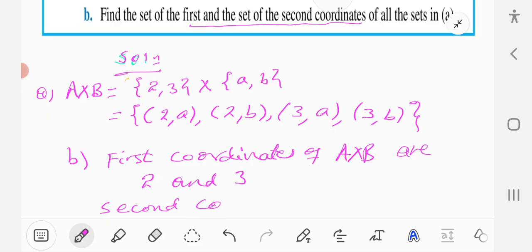What are the second coordinates? What are the second coordinates in A cross B? The second coordinates in A cross B are a, b. Here a is repeated, b is repeated. Therefore, a and b.